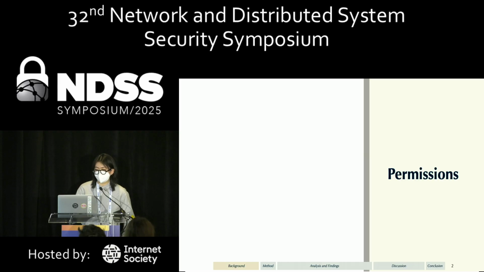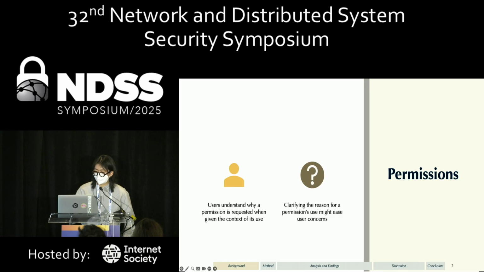Permissions have been studied in depth since the advent of modern smartphones, as the authors of the Test of Time Award surely know very well. Users tend to ignore permissions, and in response, researchers have attempted to make permission information more legible and accessible for users. We've learned that users can often pick up on why a permission is requested when you give them the info about the context of that permission's use. And also, in turn, clarifying the reason for a permission's use might ease user concerns about that use.